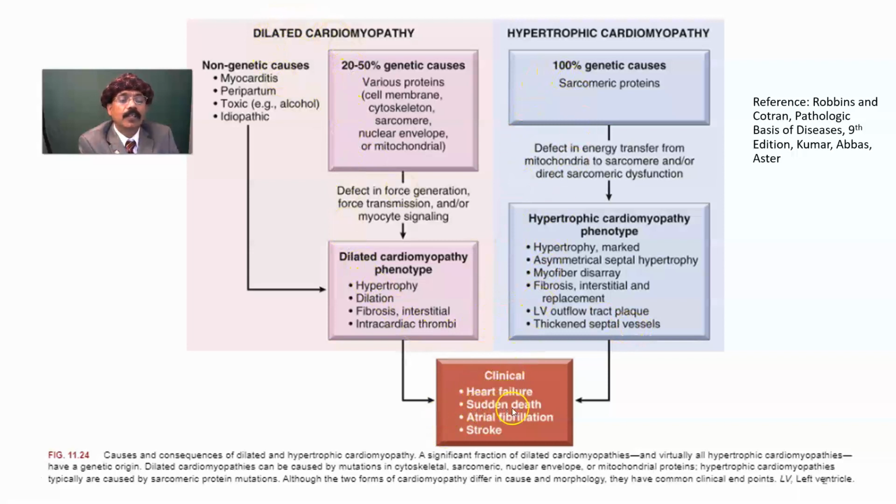But if you look at both the dilated and hypertrophic cardiomyopathy, the endgame is heart failure, sudden death, atrial fibrillation, and stroke. Okay, stroke may happen. Atrial fibrillation may lead to blood clot formation. That may lead to stroke.